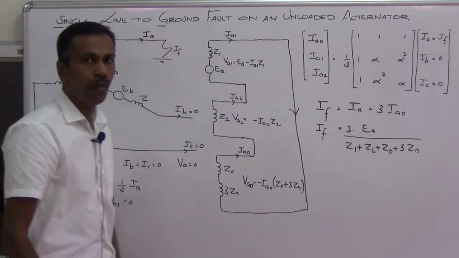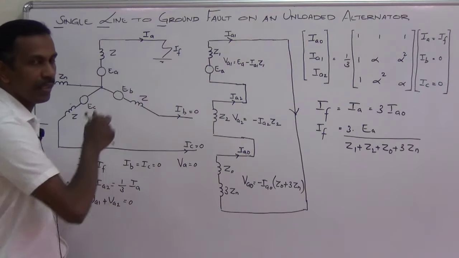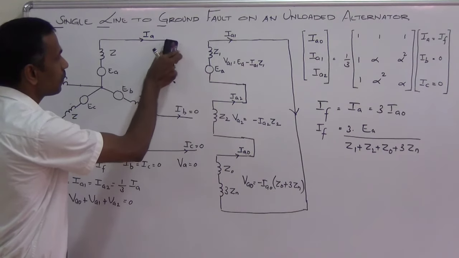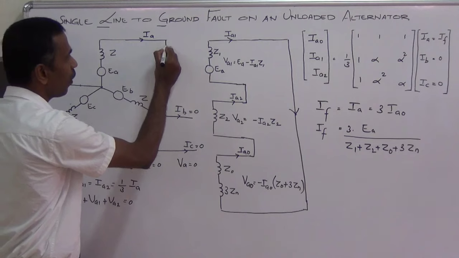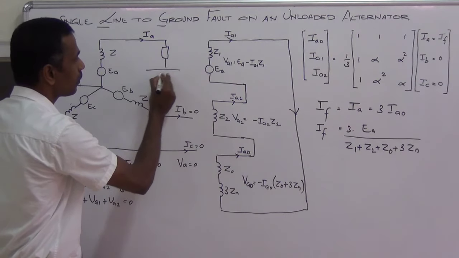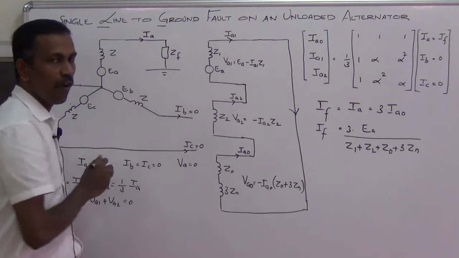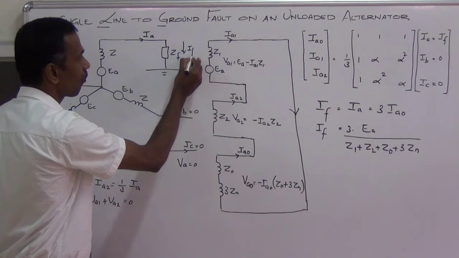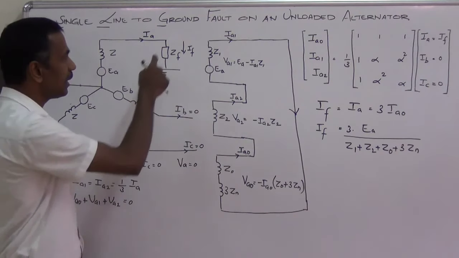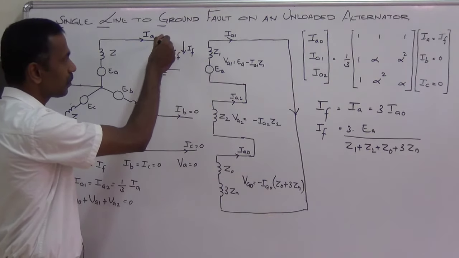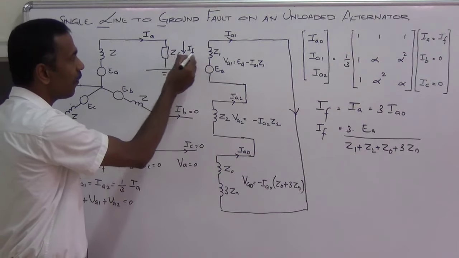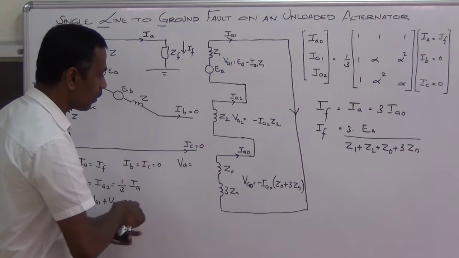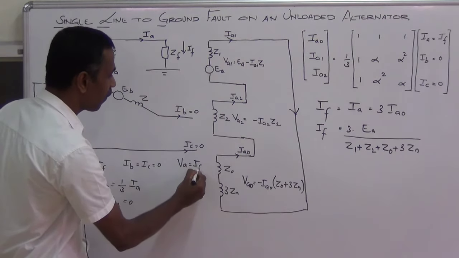Now we have considered a dead short in the first phase. Now let us add one more step here, to consider a fault impedance ZF. So the fault occurs through a small impedance. This is our fault current. Now what is the voltage at this particular point with respect to ground? It is IF into ZF. So the voltage is no more equal to 0. This is IF ZF.